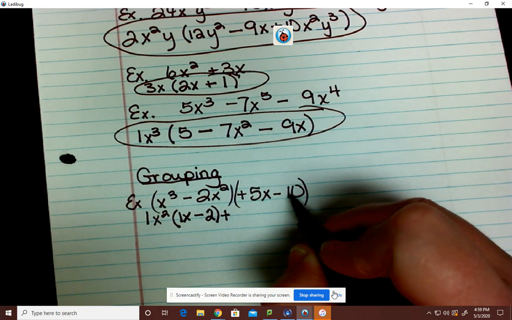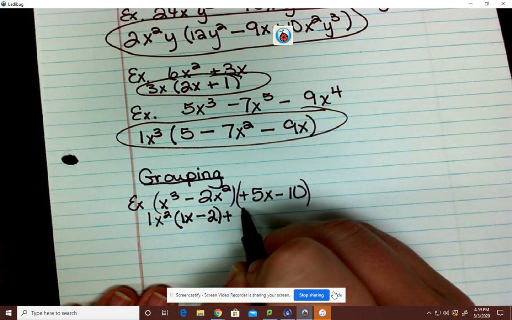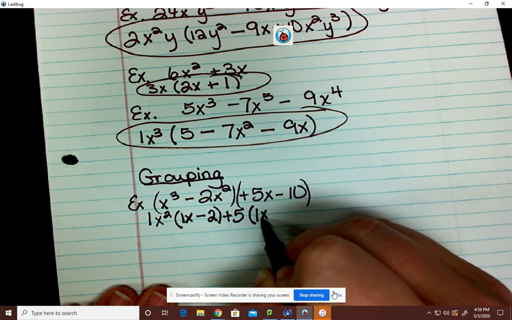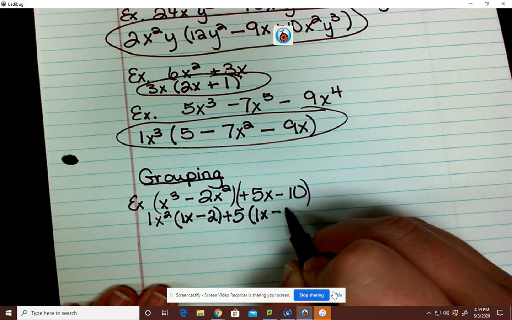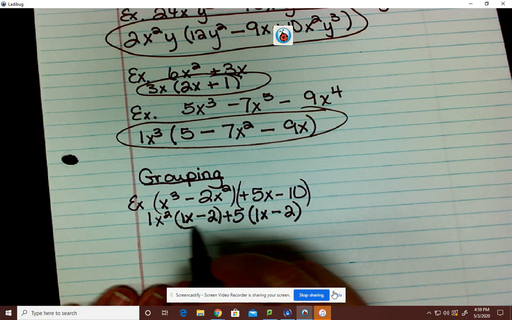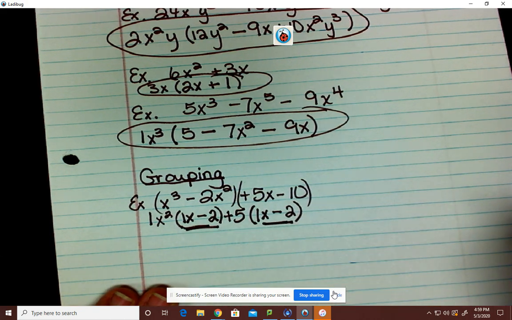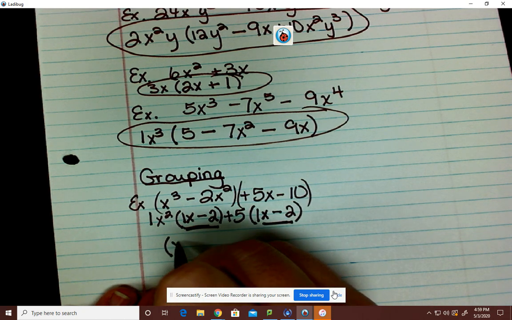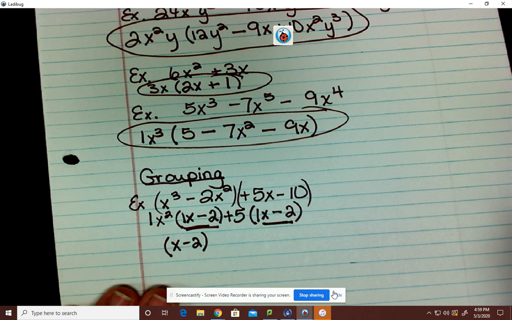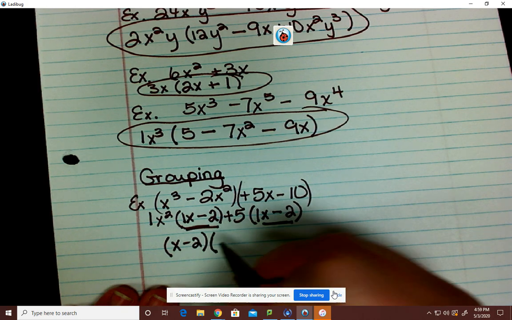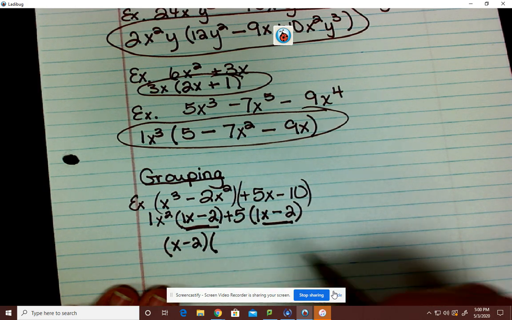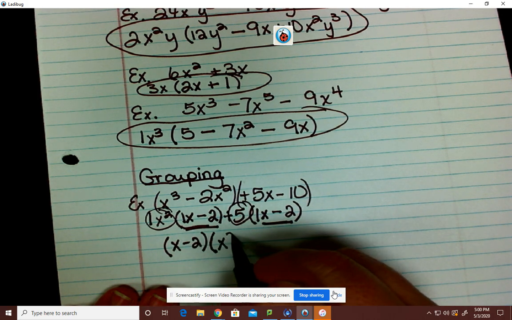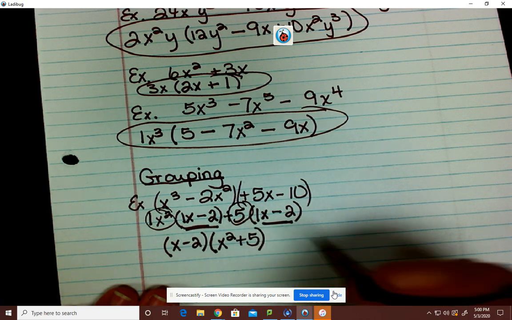The GCF of 5 and 10 is 5. 5 divided by 5 is 1. We still have our x. Minus 10 divided by 5 is 2. These should be the exact same. If they're not, we've done something wrong. So then we write that, and you can write it as x minus 2 or 1x minus 2. It doesn't matter to me. And then what goes in the other set of parentheses was what was left here. So 1x squared or x squared plus 5.